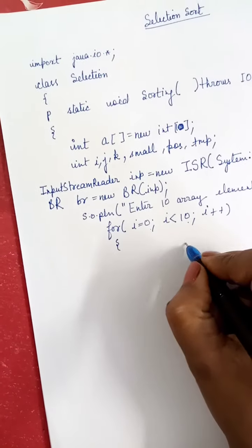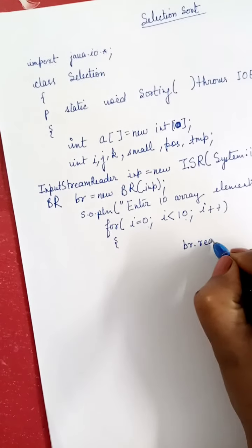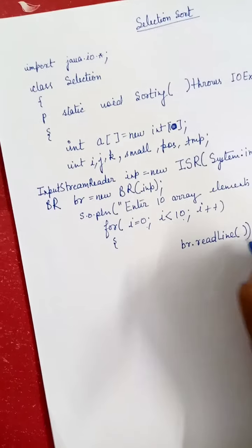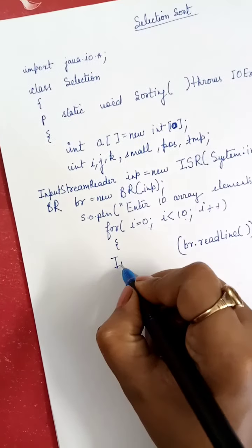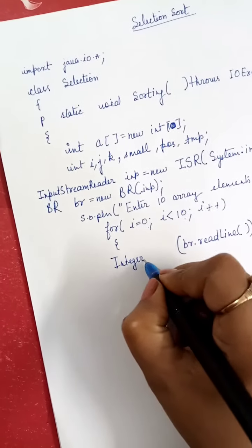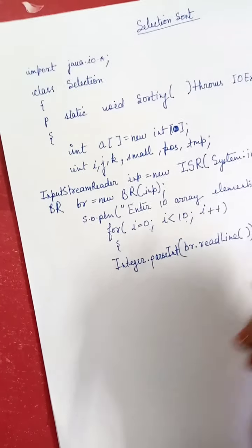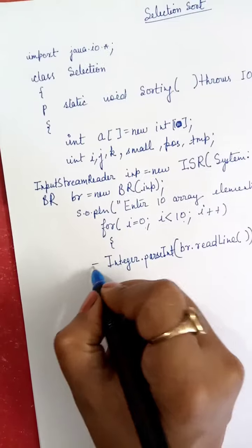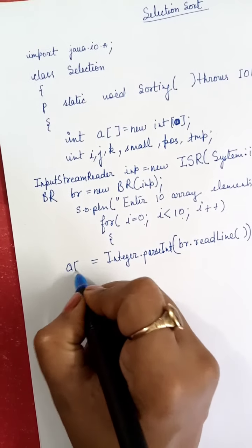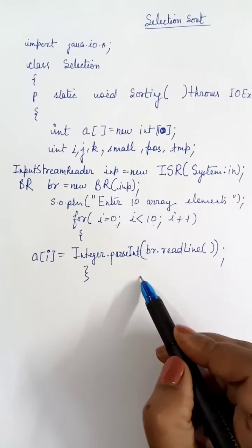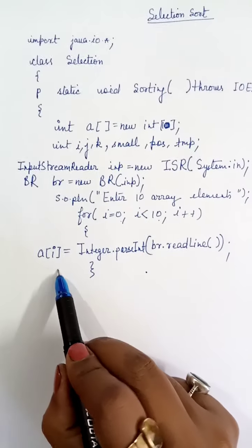In this, what we have to do: br.readLine to read the value from the keyboard, and we need to convert that to integer using this method, Integer.parseInt. Then we will be storing that within a of i. This is simply how to store 10 integers in an array.